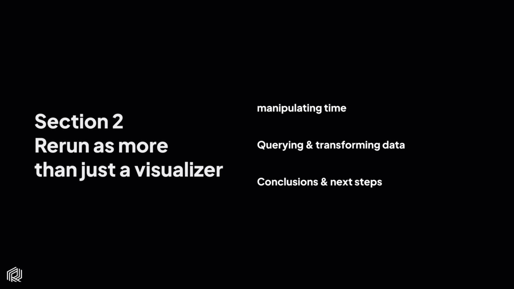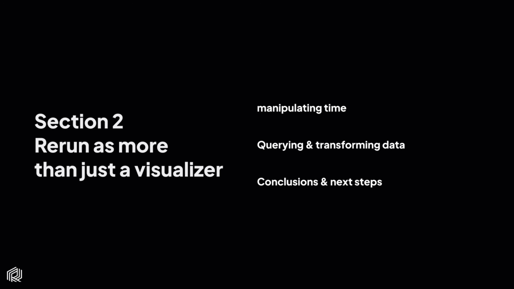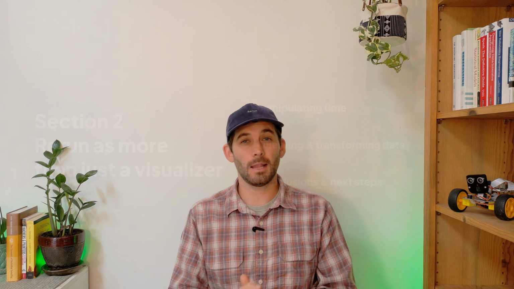Section 2, Rerun is more than just a visualizer or visualizations. In Section 2, Part 1, we'll talk about manipulating time and how we can have different sensors that log on different timelines, do things like time alignment, and understand what sensors see what. We're going to be able to query and transform data in Section 2, Part 2, or Part 5, if you're counting. And then we'll have conclusions, next steps, touch on where there are more resources, how you can join the community, that sort of thing.